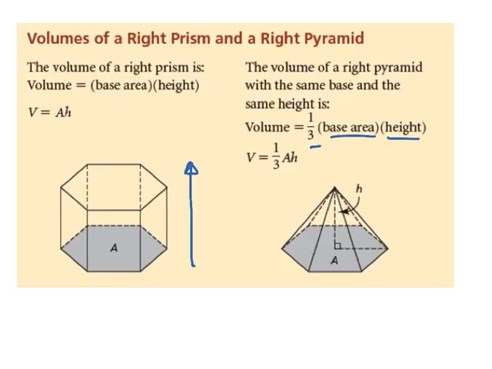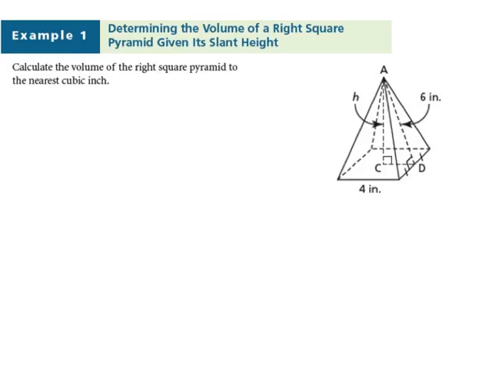Let's take a look at an example where we could use these formulas. Calculate the volume of a right square pyramid to the nearest cubic inch. Now let's take a look at the formula for finding the volume of a right square pyramid. The formula is: the volume is 1/3 the area of the base times its height.